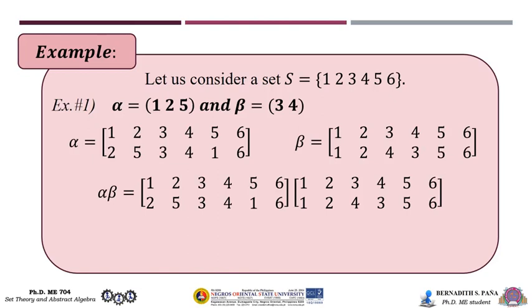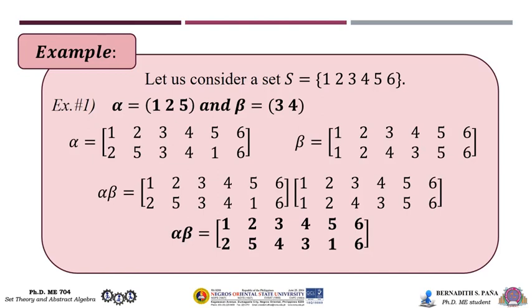So in here, let us start with 1. So 1 maps to 1 and 1 maps to 2. So we have here 2. Then 2 maps to 2, 2 maps to 5. That's why we have 5. 3 maps to 4 and 4 maps to itself. That's why we have 4. 4 maps to 3 and then 3 maps itself. We have there 3 and then 5 maps to itself and 5 there maps to 1 and then 6 maps itself. So the product of alpha and beta is equal to the array 1, 2, 3, 4, 5, 6, 2, 5, 4, 3, 1, and 6.